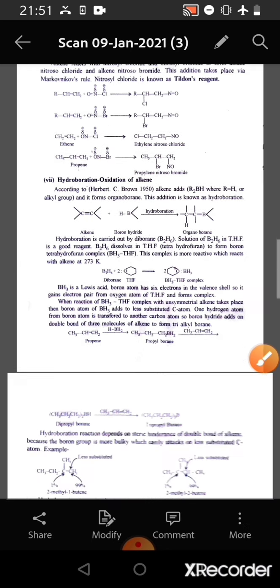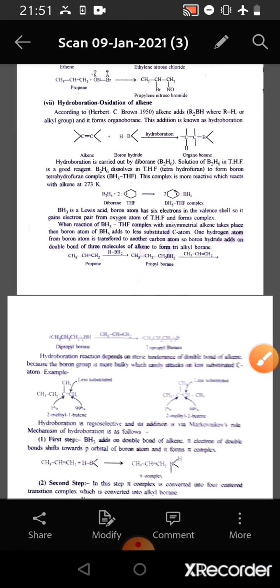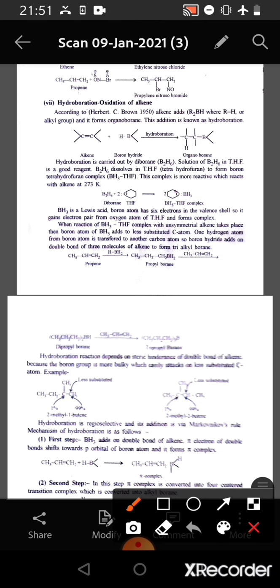The next reaction that we come to is hydroboration oxidation of alkene. According to Herbert C. Brown in 1950, alkene adds R2BH, where R is H or alkyl group, and it forms organoborane. This addition is known as hydroboration. So here alkene adds on hydroborane, undergoes the reaction of hydroboration and forms organoborane.